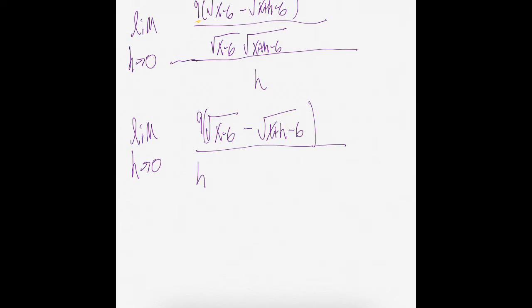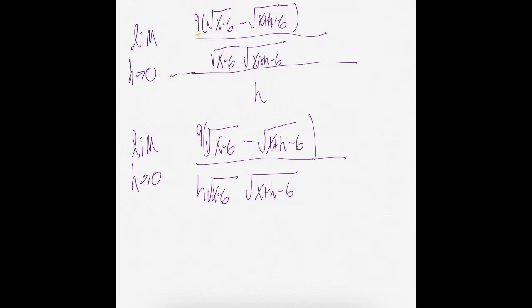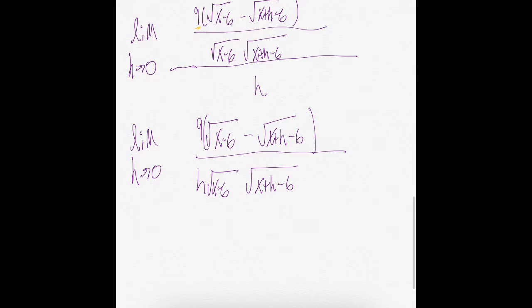Okay, I hope I didn't lose anybody there. I'm sorry if I did. And now in the denominator, I've got h times root x minus 6 times root x plus h minus 6. Okay. Oh boy. Well, let me see. This is still a problem because if I plug in h equals 0, I'm still going to get a 0 in the denominator, which is no bueno. So this is still a problem.